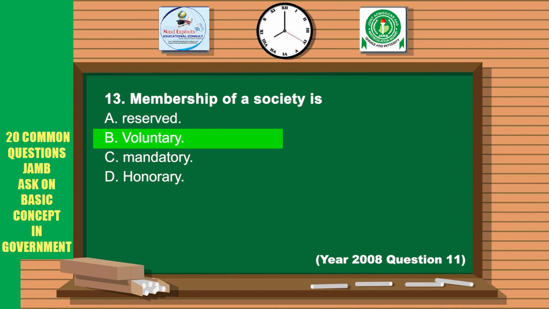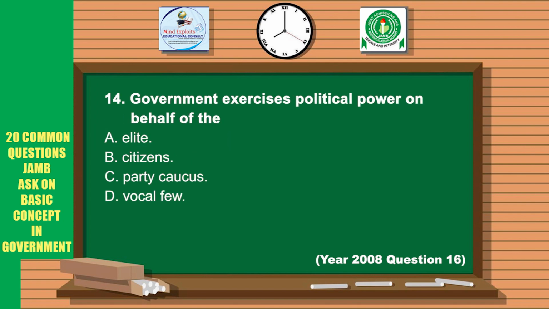People have a choice as to what society they want to belong to. So the right answer there is B. It must be voluntary. This question was asked in 2008 as question 11. Let's go to the next question.